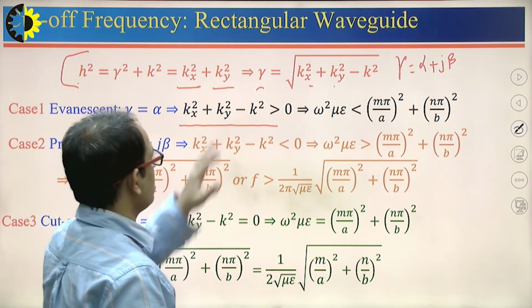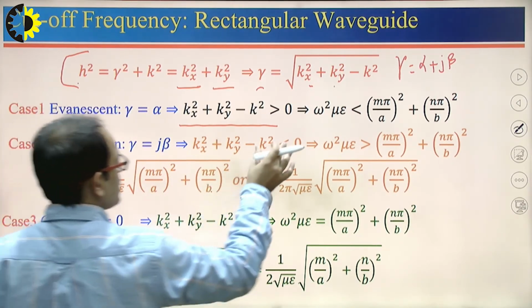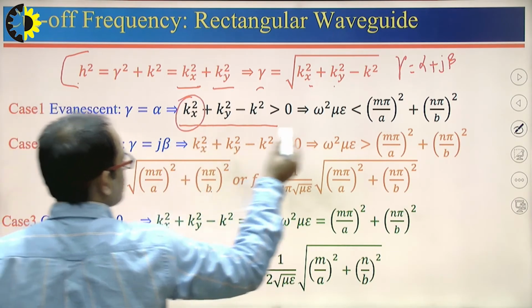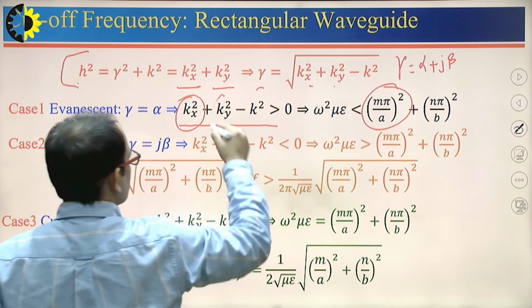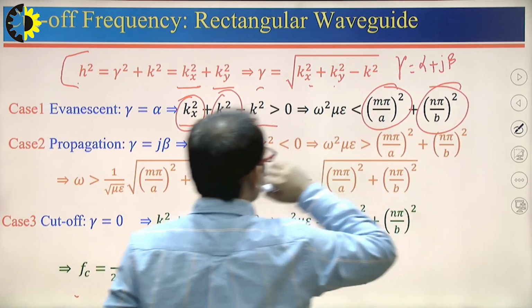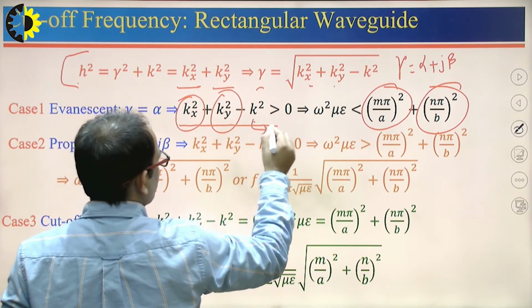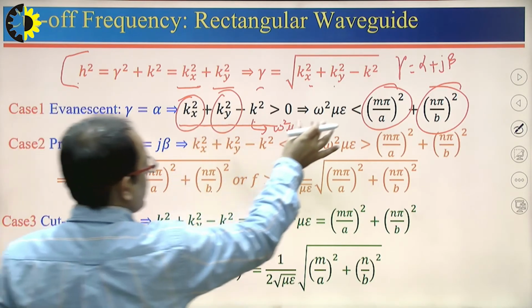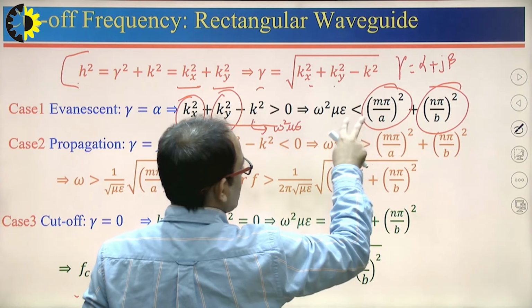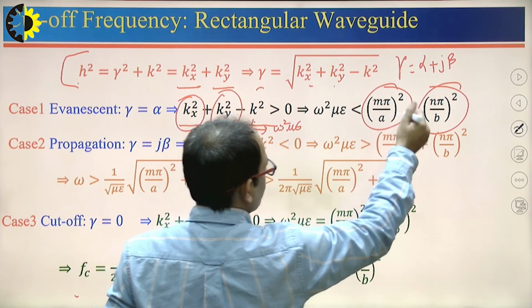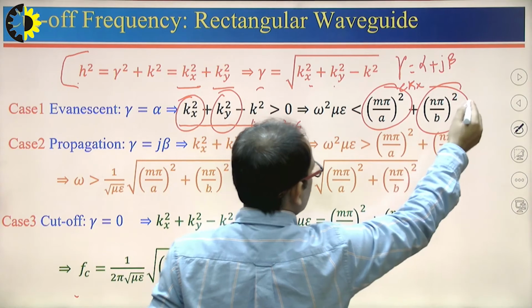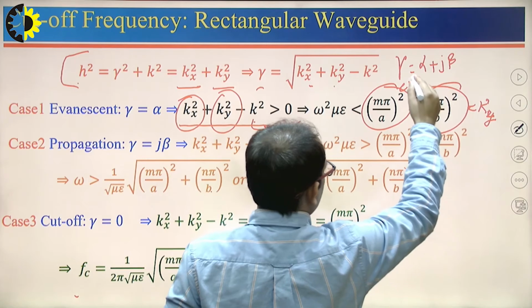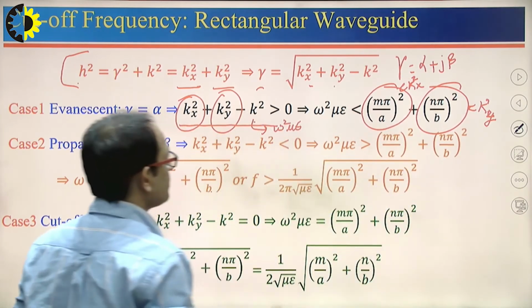Or I can also say that omega square mu epsilon is what? kx square is this one, ky square is this one. And what is k square? k square is equal to omega square mu epsilon. Therefore, omega square mu epsilon should be less than (m pi by a) square plus (n pi by b) square, that is kx square plus ky square. Clear?